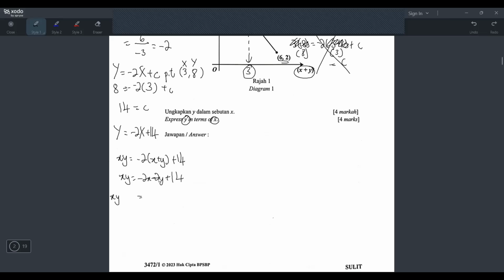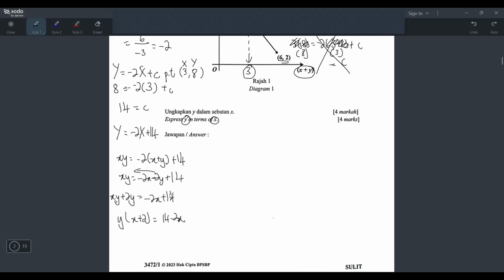So it will become xy. This one also has y, I will bring it here, becoming plus 2y. And then the rest, I will just leave it here, negative 2x plus 14. This one has y, this one has y. We can factorize out the y. So you're left with x plus 2 equals negative 2x plus 14, right? But negative 2x plus 14, you can also write it like this: 14 minus 2x. It's the same thing.